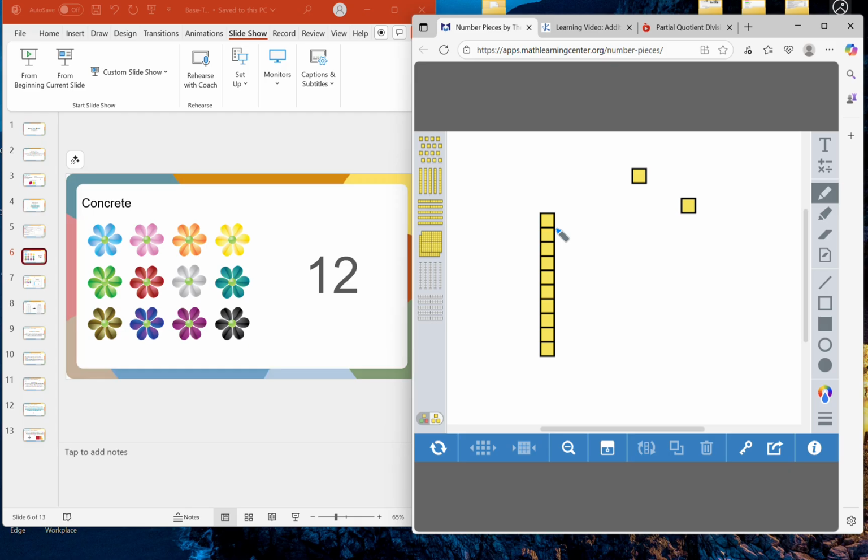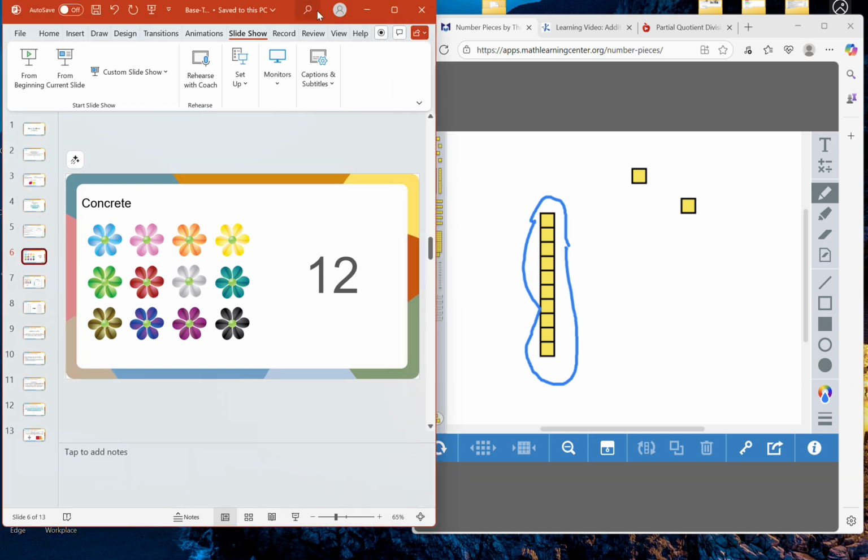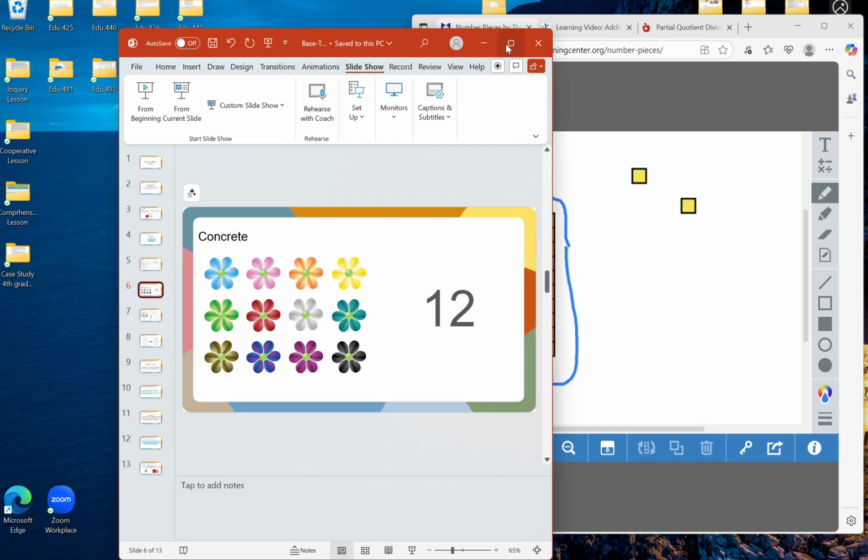I'm going to go ahead and grab my pen and circle the units. And this rod represents one group of 10. The remaining 2 single units stay as they are. So now we've built 1 rod and 2 units, which represent the number 12. Now let's go ahead and go back to our PowerPoint.